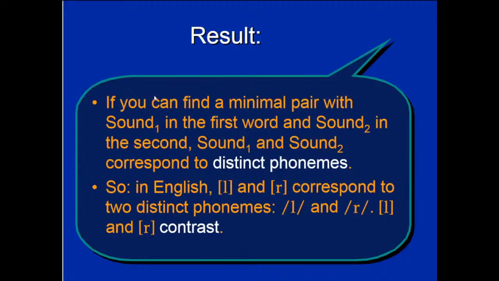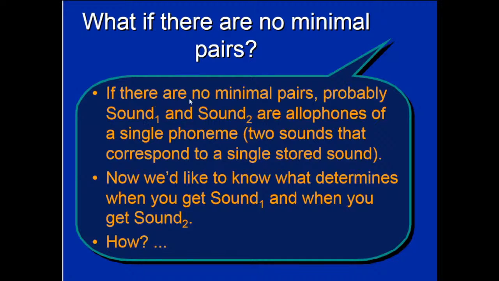Now, the result. If you can find a minimal pair with sound 1 in the first word and sound 2 in the second, sound 1 and sound 2 correspond to distinct phonemes. So in English, L and R correspond to two distinct phonemes, L and R. L and R contrast. This is the function of sounds in languages. Sounds or phonemes do make the difference between words. They contrast words. Now, if there are no minimal pairs, probably sound 1 and sound 2 are allophones of a single phoneme. This is the case of R and L in Korean: two sounds that correspond to a single sound.